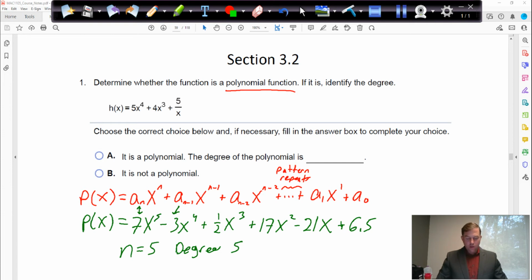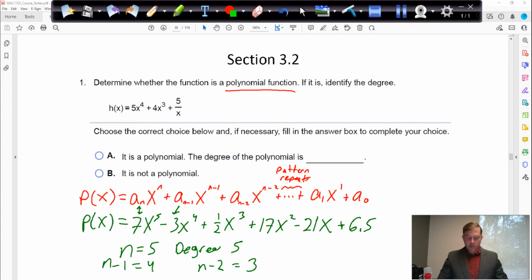And so if you look at this, it goes n minus 1. So 5 minus 1, n minus 1 would be 4. So the next term would be x to the 4th. And then we have n minus 2. Well, 5 minus 2 is 3, so the next term is x to the 3rd. So you can kind of see a polynomial has this decreasing power of x. So x^5, 4, 3, 2, 1, and then no x at all, that's called a_0.